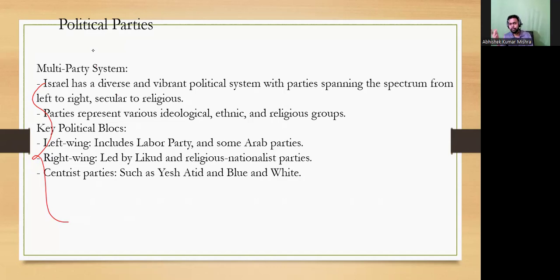Labor Party is the example of a left-wing party. Then Likud party is the example of the right-wing party, and Benjamin Netanyahu belonged to that party. Then there is Yesh Atid, Blue and White. These are some centrist parties that you could remember.